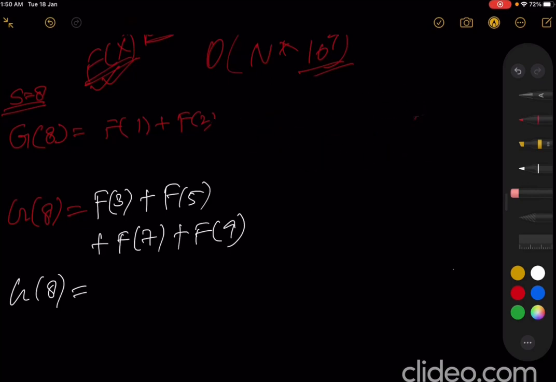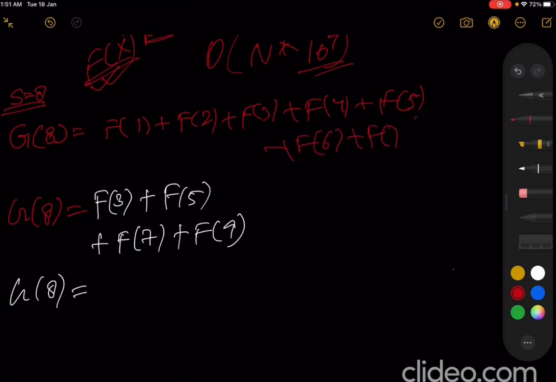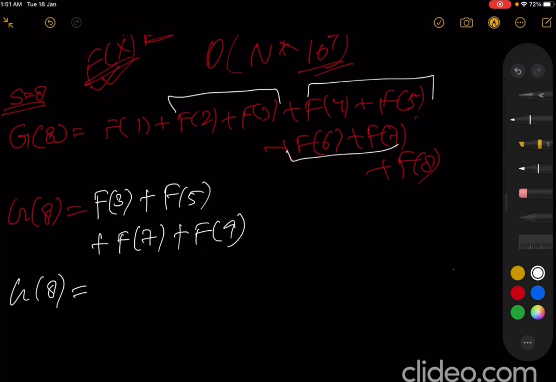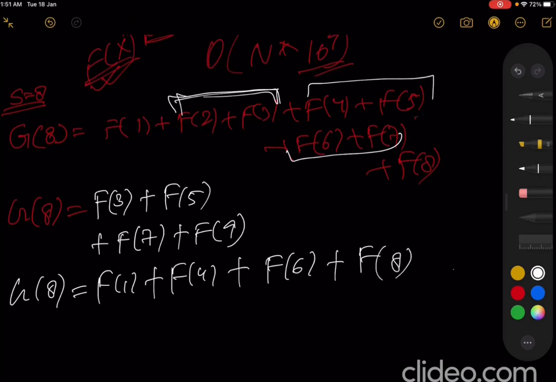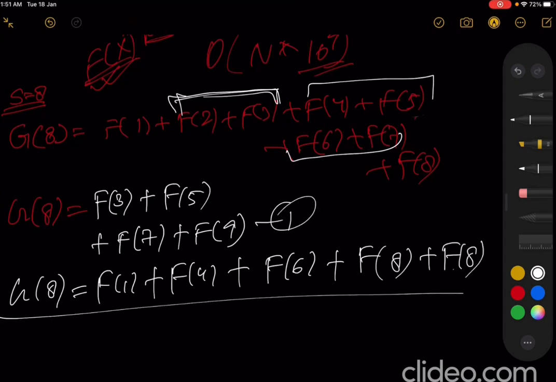So we had f of 2 plus f of 3, f of 4, f of 5, f of 6 plus f of 7 plus f of 8. So this time let us pair in this way, that you pair f of 2 and 3, then 4, 5, 6, 7, and just leave over 8. If you pair like this, you will get f of 1 plus this will become f of 4, next will become f of 6, next will become f of 8, and then f of 8 again.